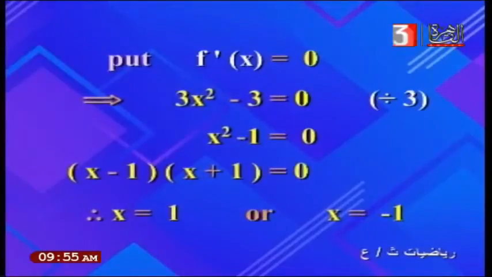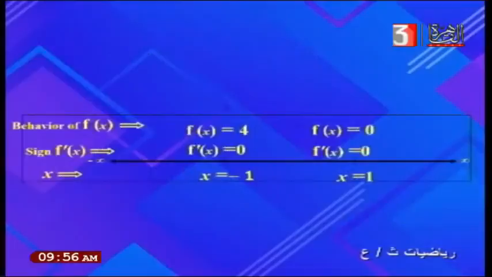Then we have three intervals. The first interval from negative infinity to negative 1, open, and the second interval from negative 1, open, to 1, open, and the last interval, open 1 to open infinity. The number line determines the intervals of increasing and decreasing. We start with the first interval.